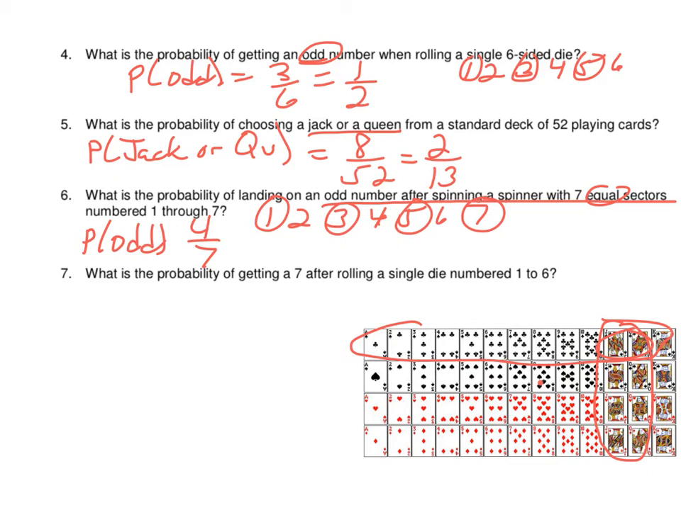Okay, easy enough. Number 7, what is the probability of getting a 7 after rolling a single die that has 1 through 6? Well, if you think about a die, it only has 6 sides, so the probability of getting a 7 is 0%.